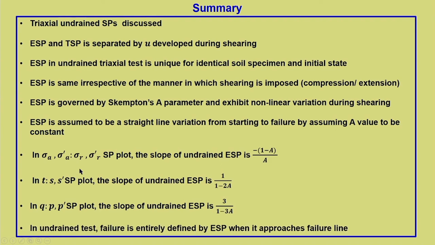So, in an undrained test, failure is entirely defined by ESP when it approaches the failure line. So, we do not have anything to do with the total stress path, and this particular aspect will become very clear as we move further.